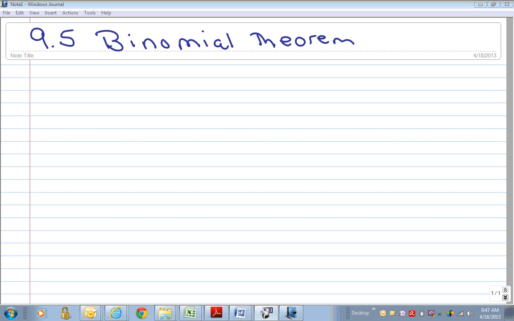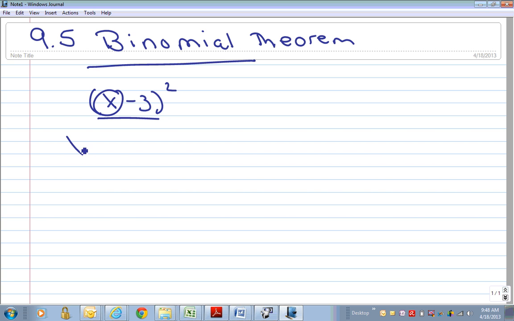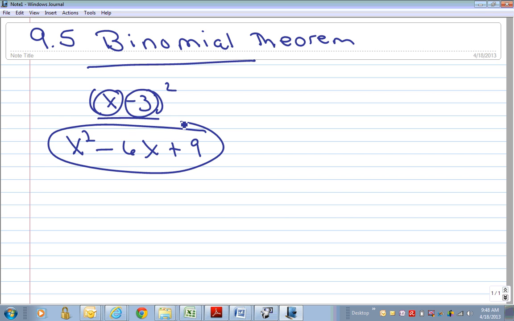Alrighty, here we go. I want to start with something that we're familiar with: binomials. Let's take an easy one, x minus 3 squared. This is a binomial squared, and we have a shortcut we've been using all year. We take our first term and square it. We take the two terms times the exponent and multiply them together, so 2 times x times negative 3, which is negative 6x. That gives us our middle term. And we take the last term, negative 3, and square it, which gives us a positive 9. This is what we call the expansion of that binomial.